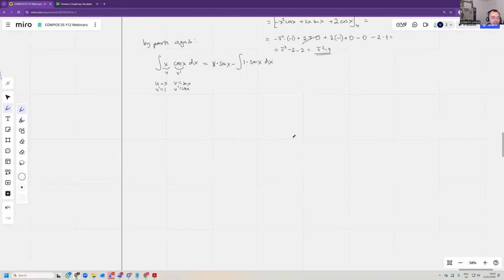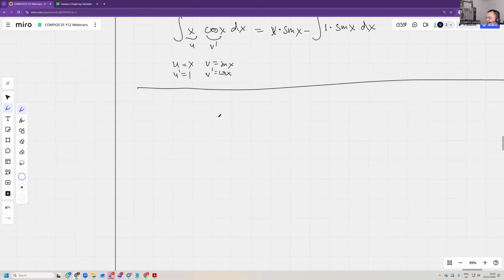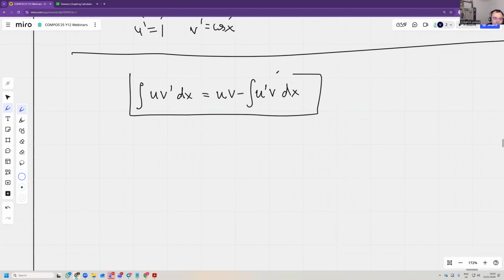Evaluate the definite integral. So integration by parts in two different formulas. Well, it's just different notation. It's not really a different formula. It's the same formula. There are variations. So you can write u v dash dx is equal to uv minus integral of u dash v dx. That's one way of writing it. That's the standard way of writing it.